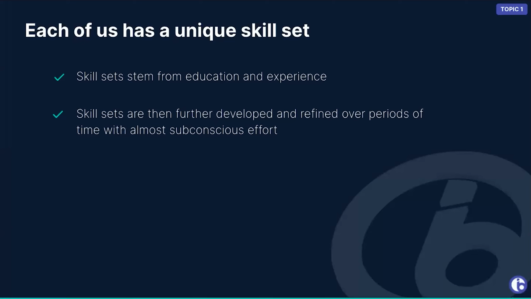Skill sets are then further developed and refined over periods of time with almost subconscious effort. You do something once, it's significant effort. You do something twice, it's slightly less effort. The sequence goes on, third, fourth, fifth, sixth, seventh, eighth, ninth, and 10th time, it gets easier each time. The more times you do something, the better you will become at it. Now, this is for lots of reasons. It's because you've done it so many times that it can almost become a subconscious repetition. It's because each time you do it, you're teaching yourself new tips and new tricks as to how to do it better, more intelligently, quicker, stronger, leaner, whatever word you want to use. The more times you do something, the better you become at it.